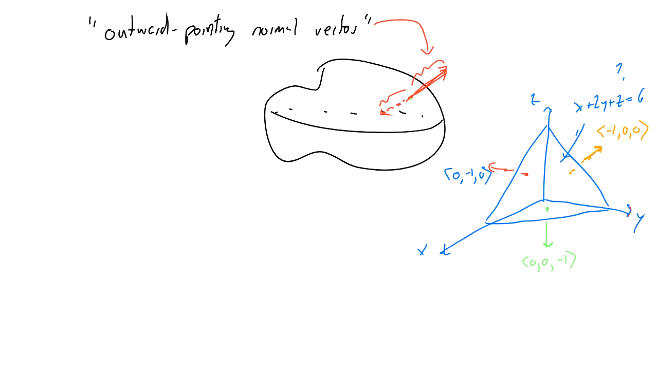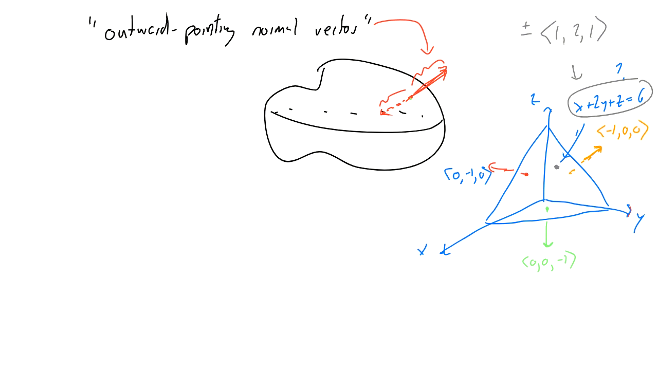And last, on this triangular surface here. So on the surface, x plus 2y plus z equals 6. Notice that I can get a normal vector by just taking the gradient. So 1, 2, 1 is a normal vector. So two normal vectors will be plus or minus that.